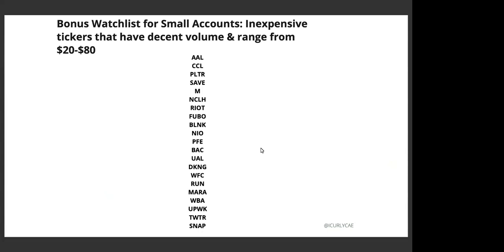All right, so this is something that I decided to do for you guys today. For everyone with a small account size, this is why I urge you guys to show up for class today. I have literally put together a bonus watch list for anyone with a small account. So these are inexpensive tickers that trade with decent amounts of volume every single day, and they range from $20 to $80. So let's just see, I'm gonna take the first 3.